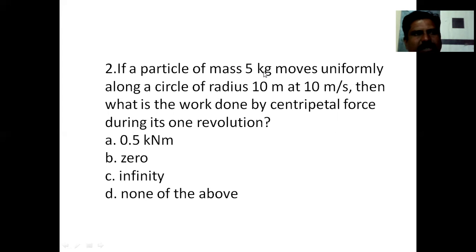Here force is not given. The force you want to calculate. F is equal to what? F is equal to M into A. Here M is given as 5 kg, and the velocity is 10 meter per second. So on knowing these values, during one revolution, that's your angular velocity.